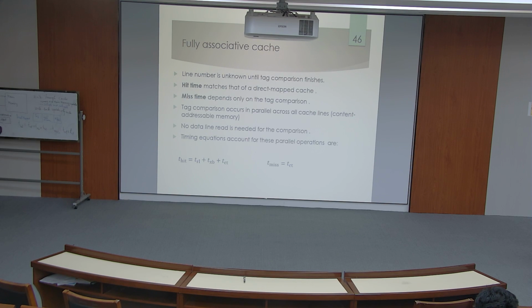We have T-R, the time to read. Then we have the time to transmit data. Then we have the time to compare the tag from the central processing unit and the cache line's tag. Then we have T-miss, which is only equal to the time the system used to compare the tag from the central processing unit and the cache line's tag.